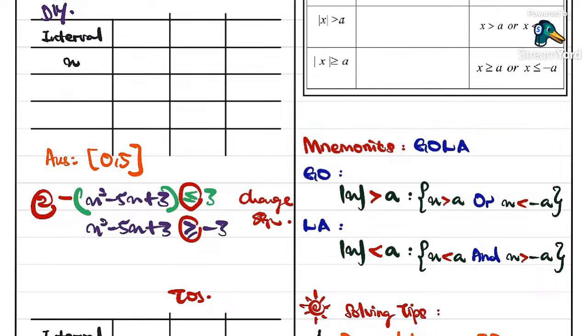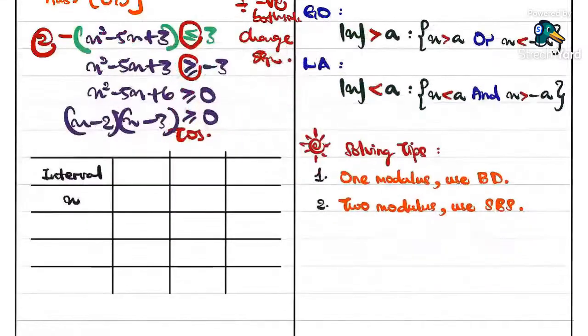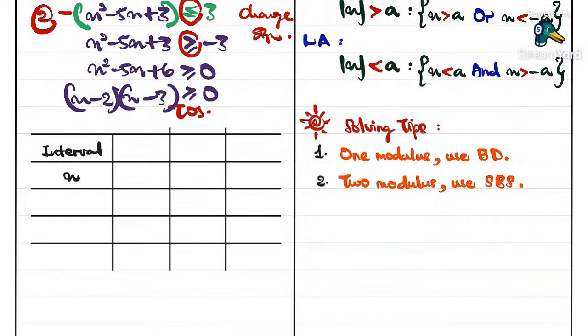So when you change the sign, kenapa? Sebab you divide negative both sides. You divide negative both sides, that's the reason. And so when you simplify it, you will get x squared minus 5x plus 6 more than or equal to 0. So when that happens, it will give you 2, 3, minus. And so when you do the TOS again, you will get an answer of negative infinity until 2, close bracket, union with 3, infinity.